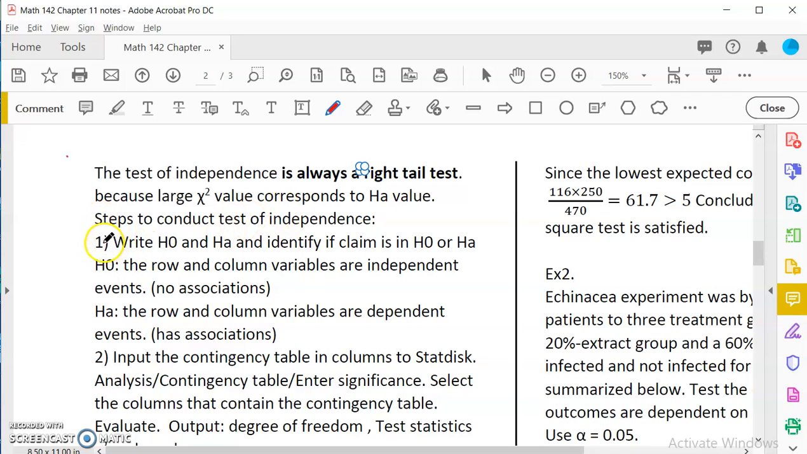So here are the steps. The first step is to write the null hypothesis and alternative hypothesis. The null hypothesis is always that the two variables are independent, that there is no association, they don't affect each other. They should have a very low chi-square value. The alternative hypothesis would be the opposite, which is the row and column variables are dependent on each other. They're dependent events. There is association. They affect each other. Okay, so this would be when you have a very large chi-square value.